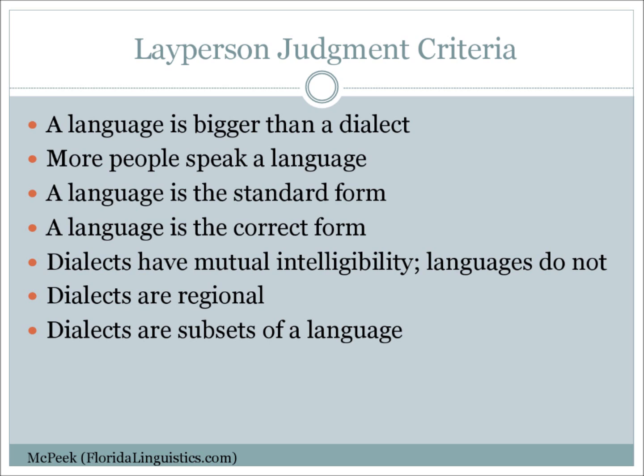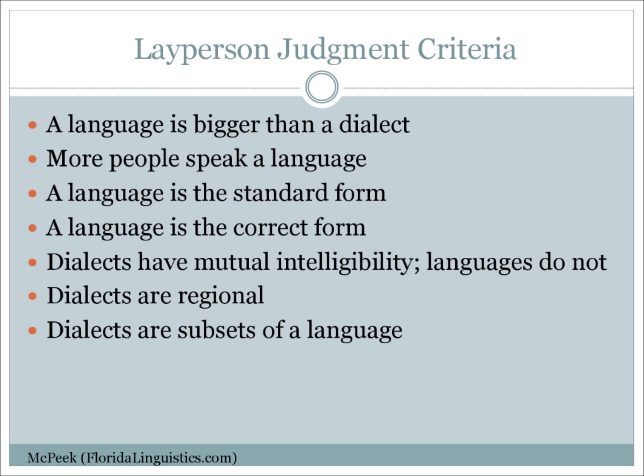Similarly, a language may be regarded as the correct form of a given speech, while the dialect is somehow inferior or less correct from a prescriptive point of view. Also, dialects are often regarded to have mutual intelligibility. So if you're wondering whether something is a dialect or a separate language, a common criterion used to distinguish between those would be that dialects will have mutual intelligibility.